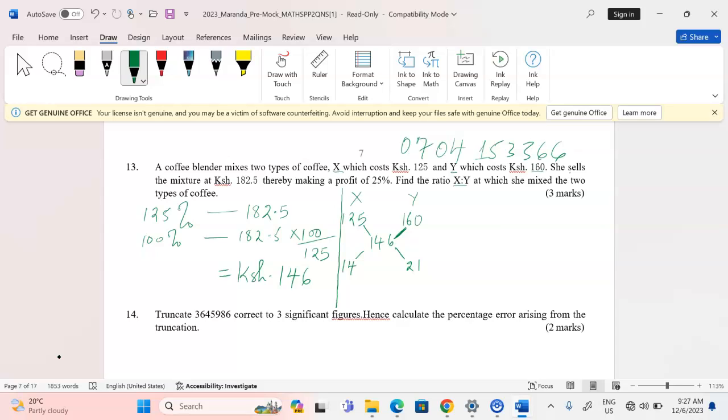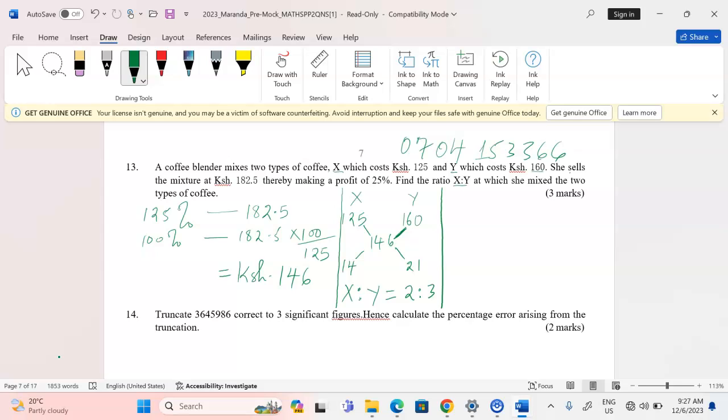But now we can solve it further by making it as simple as possible. Divide by 7, we'll get 2. By 7 we'll get 3. So this is the ratio of mixing the two.